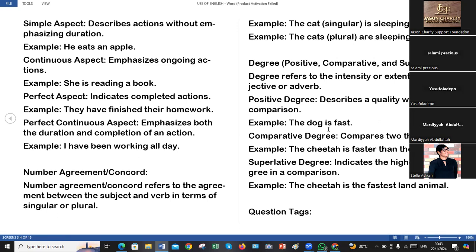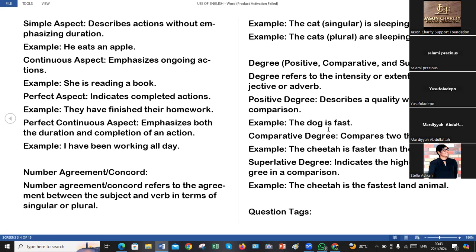Okay, so let's continue, please. Degree, talking about positive, comparative, and superlative. Degree refers to the intensity or extent of an adjective or adverb. So positive degree describes a quality without comparison. So I'm just describing someone without comparing that person to another thing. For example, the dog is fast. I'm not saying the dog is faster than another animal. I'm not comparing. I'm just saying the dog is fast.